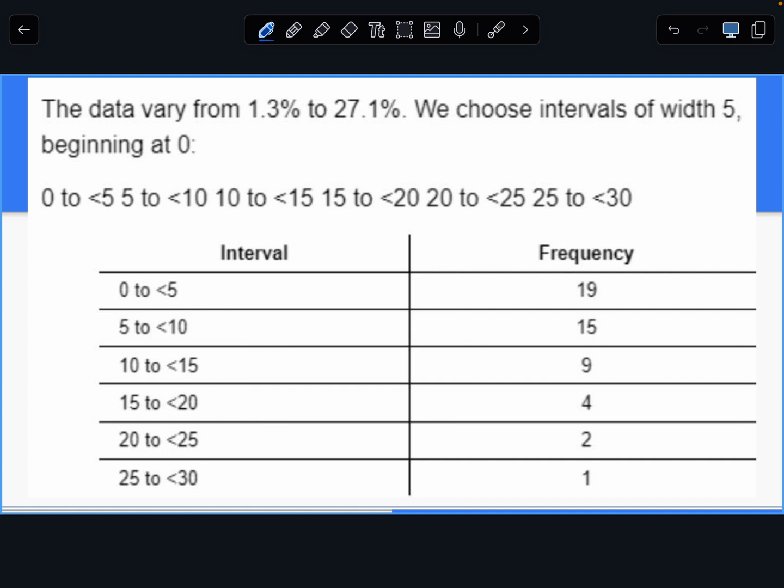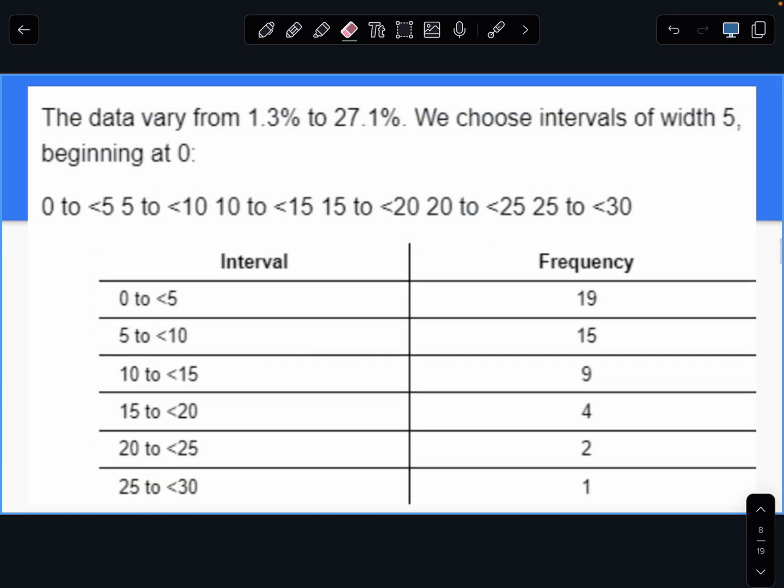Now notice the less than signs. Once we have a number, that number cannot be part of both. So notice it says 0 to all things less than 5. That means anything that goes up to 4.99999, whatever, will be in that first bar. But once we actually hit 5.0, that's the start of the next bar. So just be careful of that. We don't want any overlap in those values.